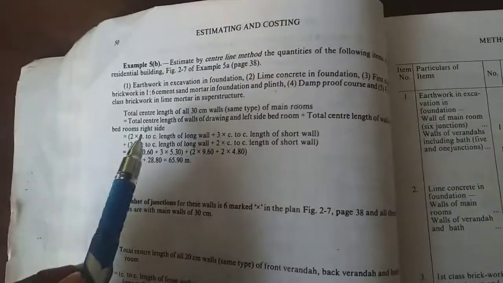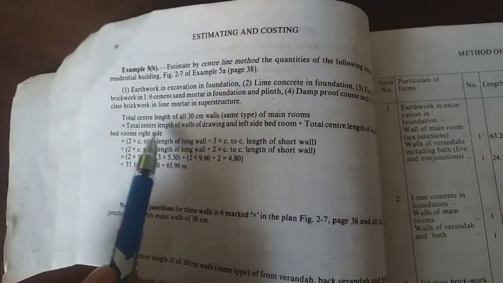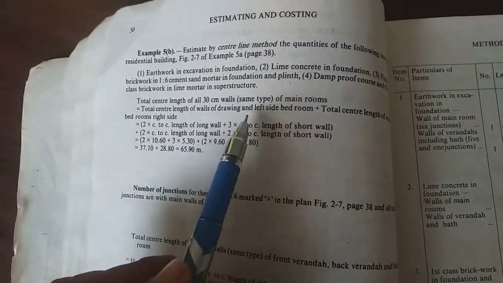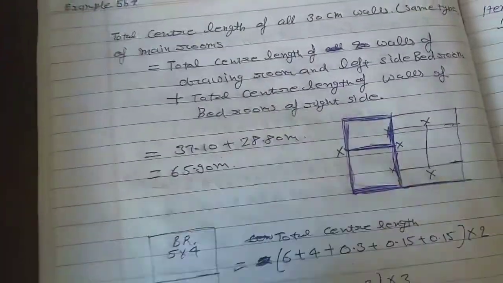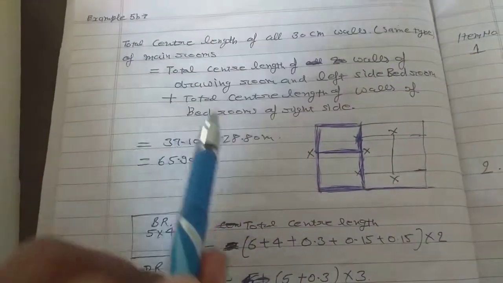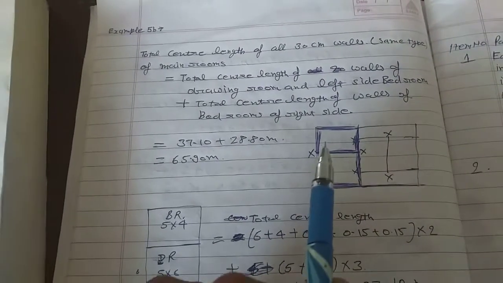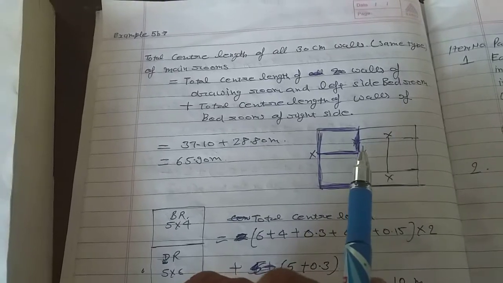All the 30 centimeter walls of the main rooms consist of two segments: the total center length of walls of the drawing room and left side bedroom, and the total center length of walls of the bedrooms on the right side. You can directly refer to this formula, or otherwise I have done this separately for you in this diagram. I have segregated these into two parts: this dark portion is the first part and this portion is the second part. Only 30 centimeter walls we will consider.